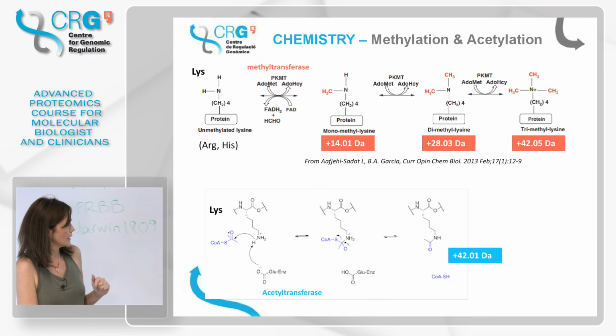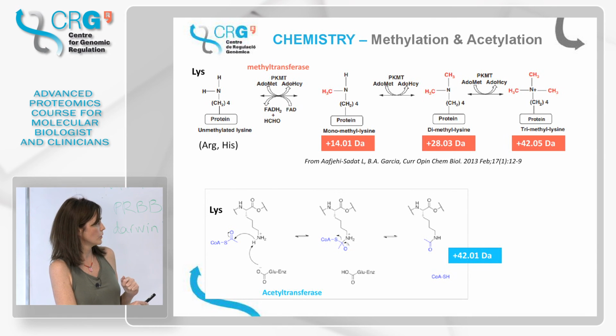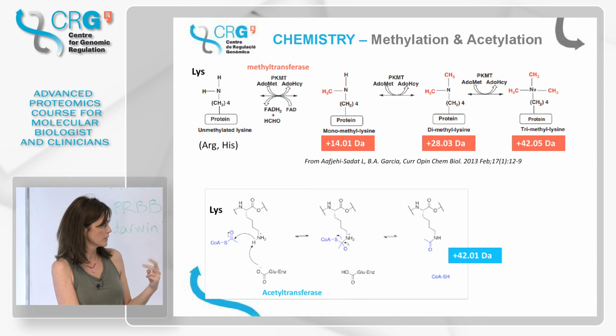For the methylation, a methyltransferase adds one CH3 group to a lysine or an arginine. So one of these hydrogens gets substituted by a CH3 group, and we have in our peptide a plus 14 Dalton. Two units can be added, or 3. So we have monomethylation, dimethylation, or trimethylation, with different masses in each case.